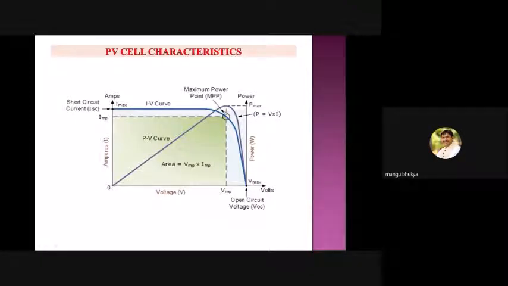So from the source, we have to extract the maximum power. Here you can see at this point, voltage is 0 and current is maximum. Current drawn from the panel is maximum, but if you see the power, it is 0. And at open circuit, the panel is left open, voltage is maximum, but current is 0. So overall, the power drawn from the panel is 0.